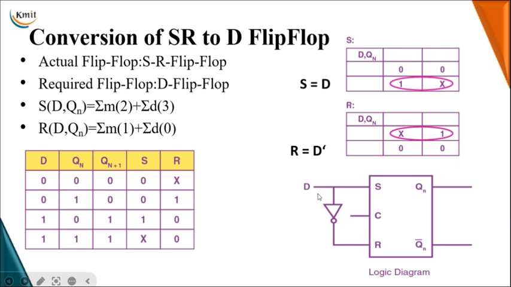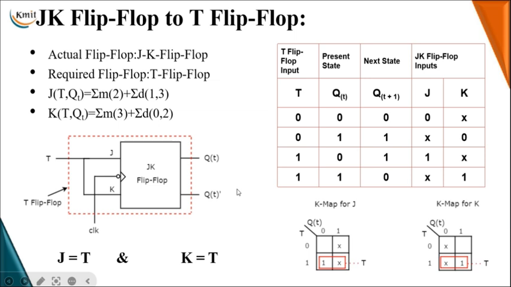So here we complement the D input, which is directly connected to the S input, and the output of the NOT gate is connected to the R input. Then it behaves like a data flip-flop, or the D flip-flop. In the same manner, the next example is JK flip-flop to D flip-flop.